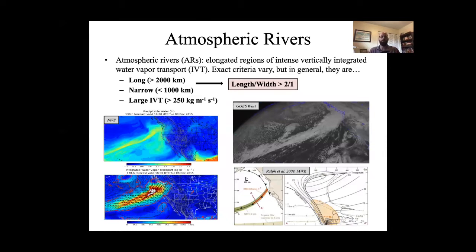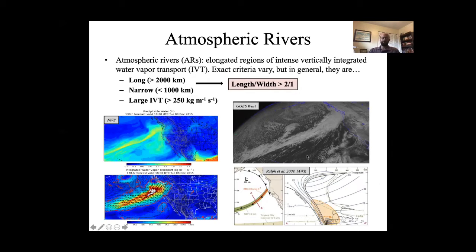So first of all, for those of you who may not be familiar with atmospheric rivers, or ARs as I'll refer to them, ARs are elongated regions of intense, vertically integrated water vapor transport in the atmosphere. The exact criteria for these features vary, but in general, they're long, narrow, and characterized by large values of IVT, or integrated water vapor transport.